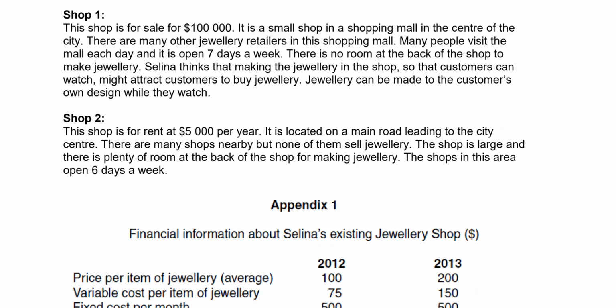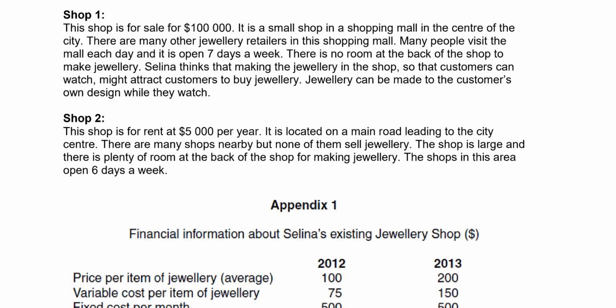Now, if we return to shop two, and again, there's just as many points. The shop is for rent at $5,000 per year. That's fairly cheap in comparison to shop one. That could be an advantage in terms of being more realistic. It's located on a main road leading to the city centre. You could see it as an advantage again, that it's a main road with a lot of cars passing by. There's many shops nearby. Again, that's an advantage.